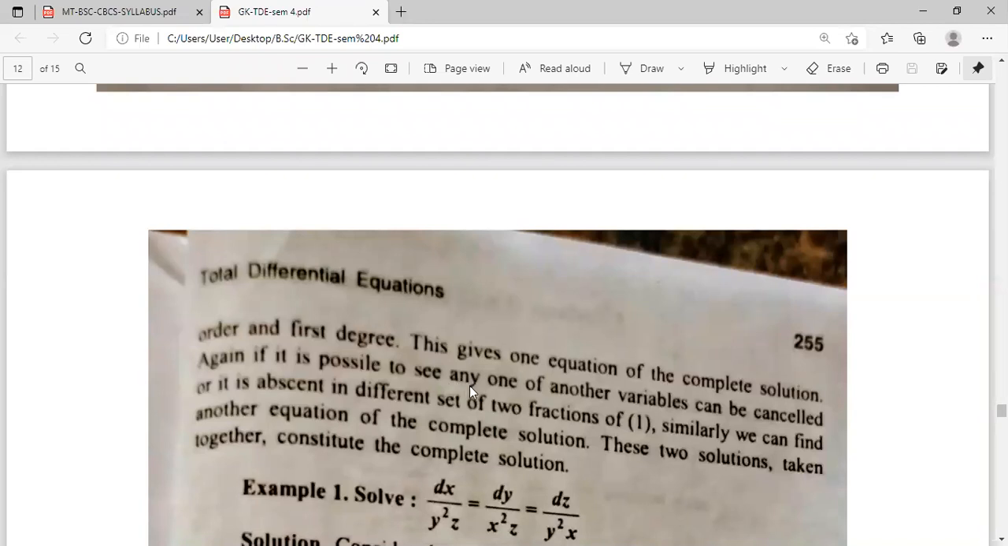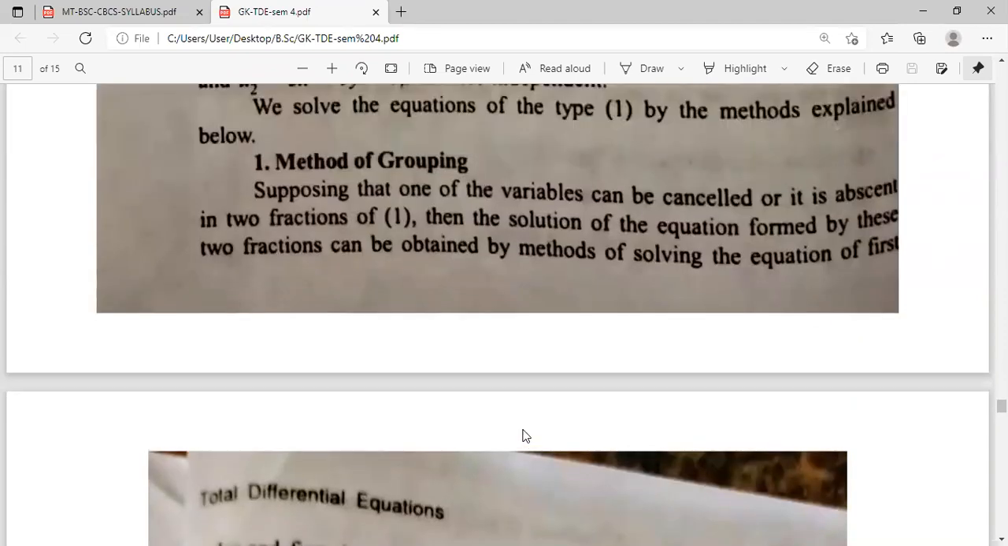Again, if it is possible to see that any one of the other variables can be cancelled or is absent in a different set of two fractions of one, similarly we can find another equation of the complete solution. These two solutions taken together constitute the complete solution. That is the method of grouping.